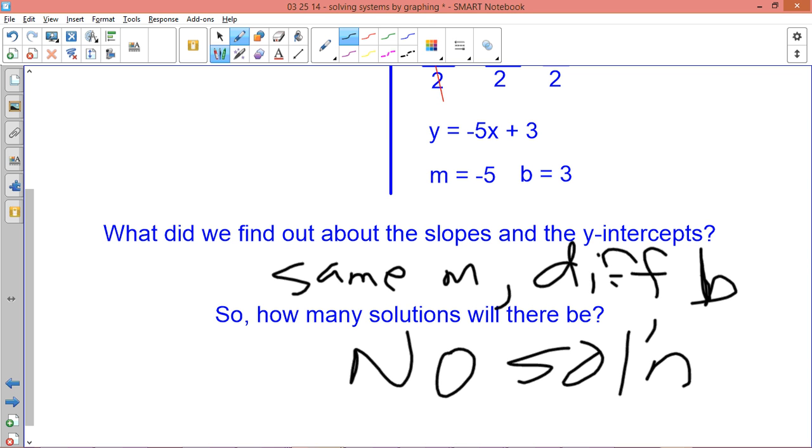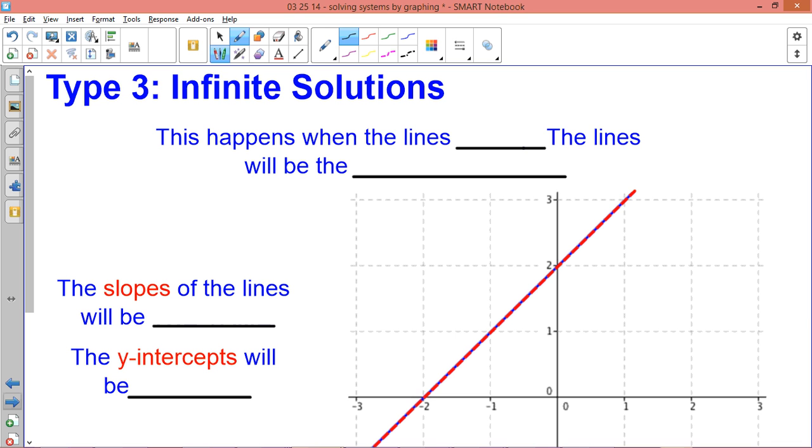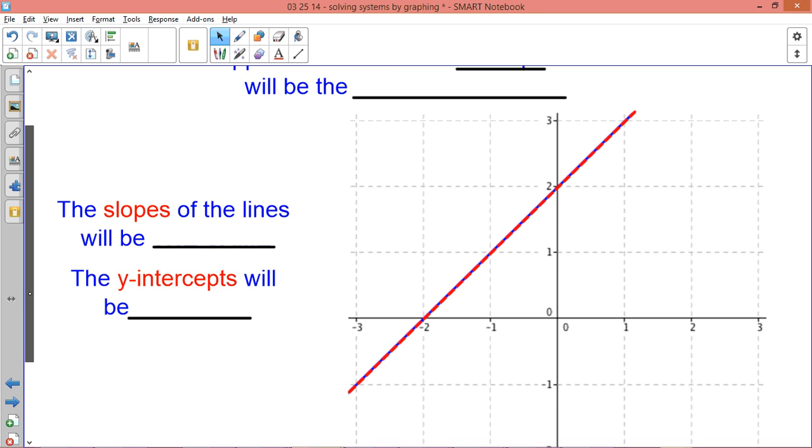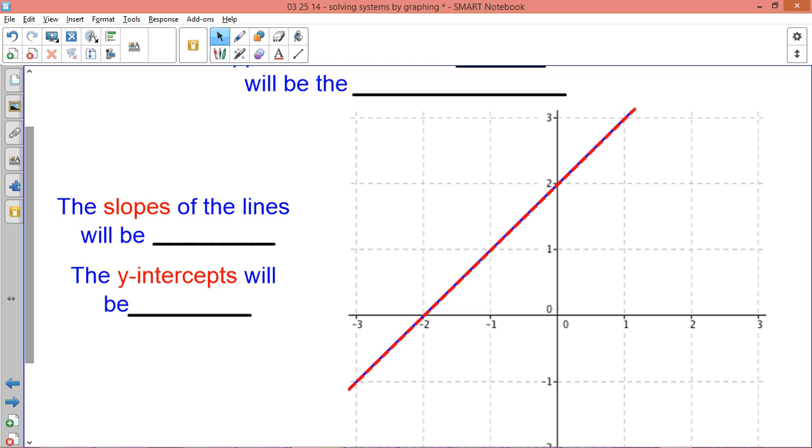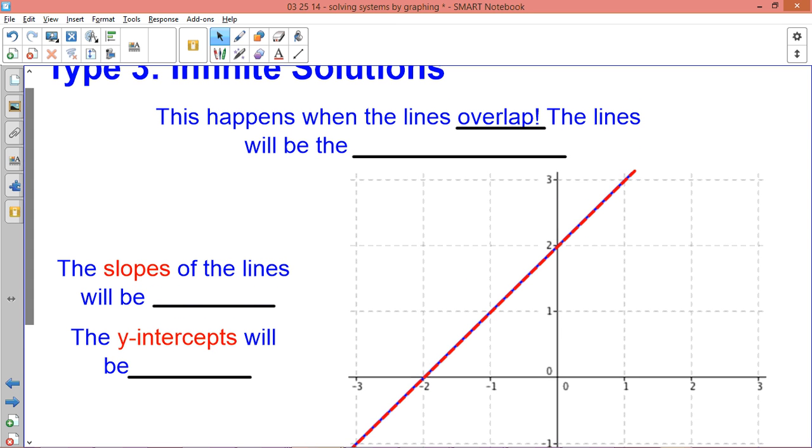Okay. Finally, the third type, there can be an infinite number of solutions. This happens when the lines overlap. Notice down here, what's drawn? We have a red line that is dotted and a blue line that is solid. The red line is dotted just so that you can see there are two different lines there, but they're actually right on top of each other. And so it's pretty obvious that this point right here that I'm drawing will be a solution to both lines. This point right here will be a solution to both. This point, this point, this point, etc. There will be an infinite number of points that are on both lines.